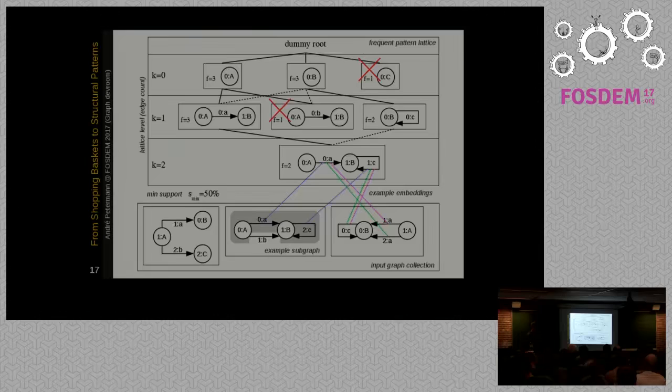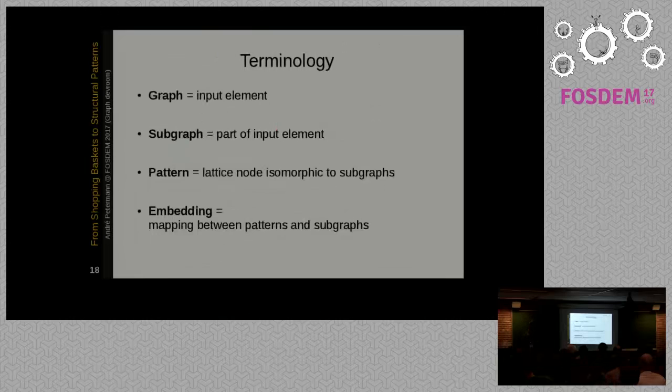So this is everything you need to know before I start explaining the algorithms. We have graphs, which are the input elements. We have subgraphs, which are parts of the input elements. We have patterns, which are nodes in our pattern lattice, which are isomorphic to subgraphs. Isomorphic means there is a one-to-one mapping between vertices and edges. And this is the tricky point of these algorithms, the same as pattern matching. And we have embeddings, which are mappings between patterns and subgraphs.